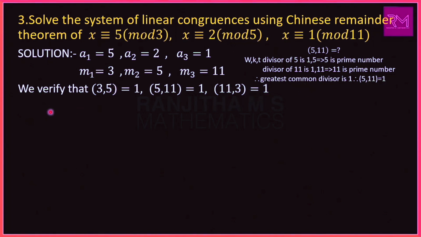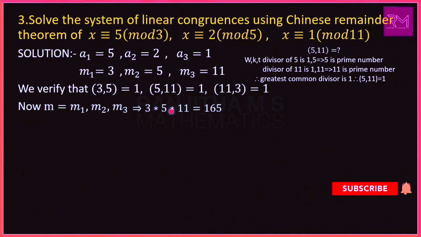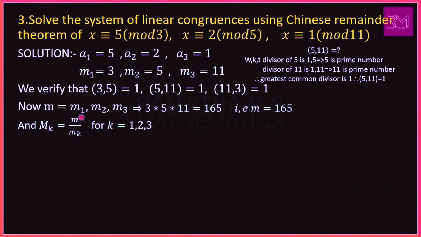After verifying the GCD values, we have to take the product of m1, m2, m3 as m. So we get m1 is 3, m2 is 5 and m3 is 11. The product of these three values is 165, that is the value of small letter m. Next we have to find capital Mk, that is m divided by mk, substituting k equal to 1, 2, 3. We get M1 as m, 165, divided by m1, which is 3. That is 165 by 3 is 55.